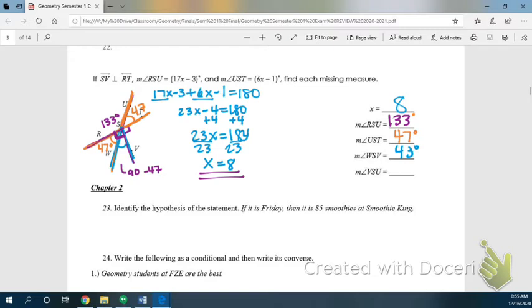Finally, they're asking for VSU. VSU is also a lot. VSU is this entire angle. Now, I know that this is 47, and I know that this piece is 90. So to get VSU, you need to add those together. 90 plus 47, and you get 137. So now we have all of those values.